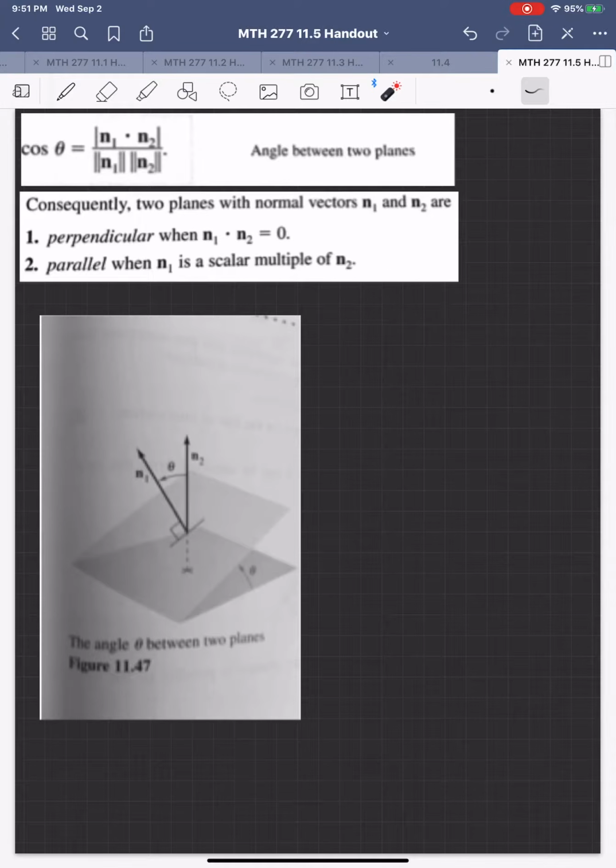Really, before I go any farther, if you do have those normal vectors n1, n2, you get to make a statement that the two planes are perpendicular if the dot product is 0, and you get to make a statement that the planes are parallel to each other if the vectors are scalar multiples.